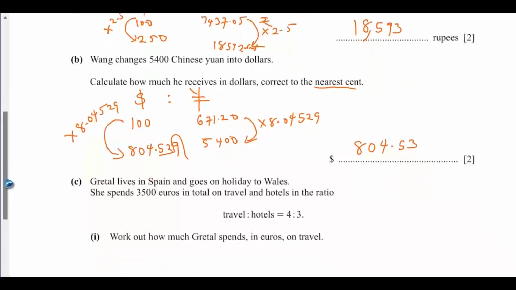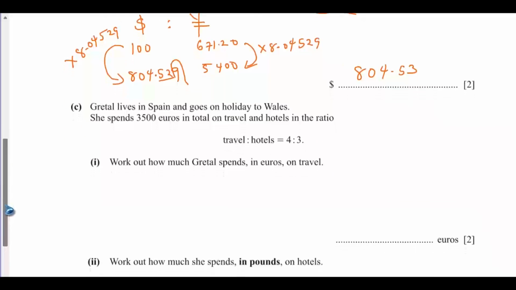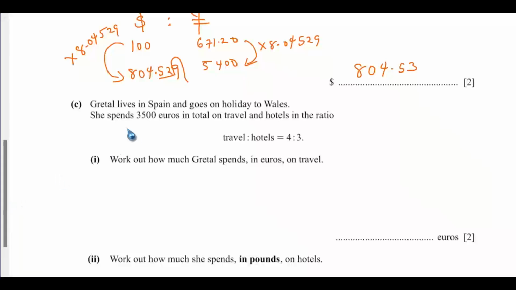So let's go to the next question, that is part C. Greta lives in Spain and goes on holiday to Wales. She spends 3,500 euros in total on travel and hotels in the ratio 4 to 3. Work out how much Greta spends in euros on travel.